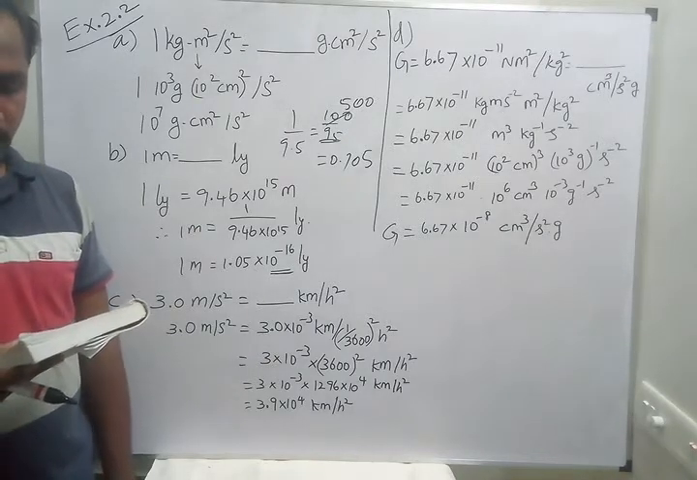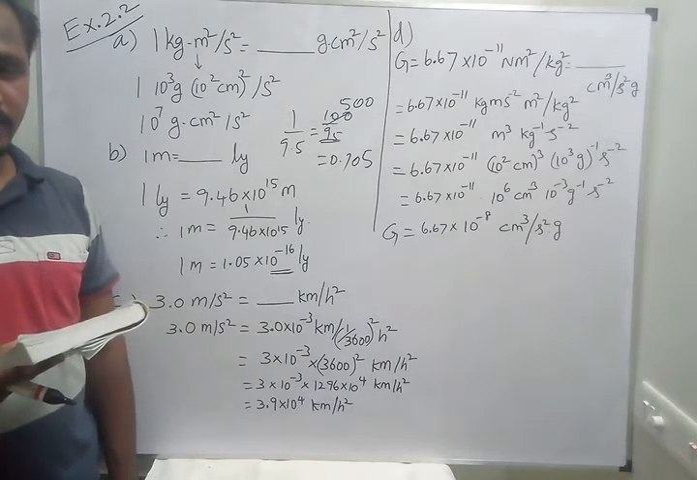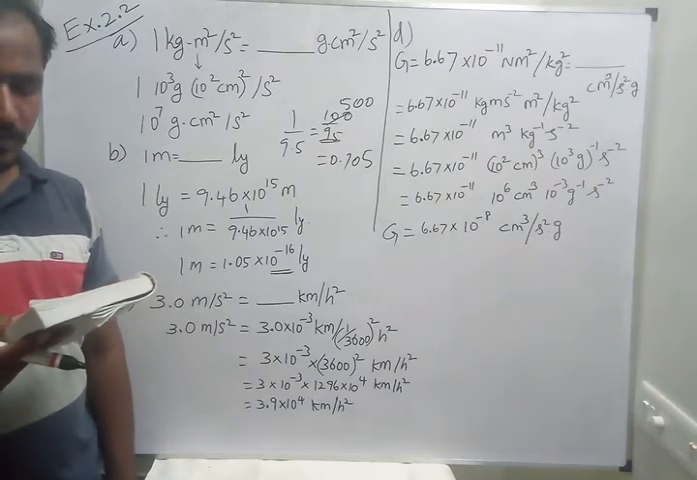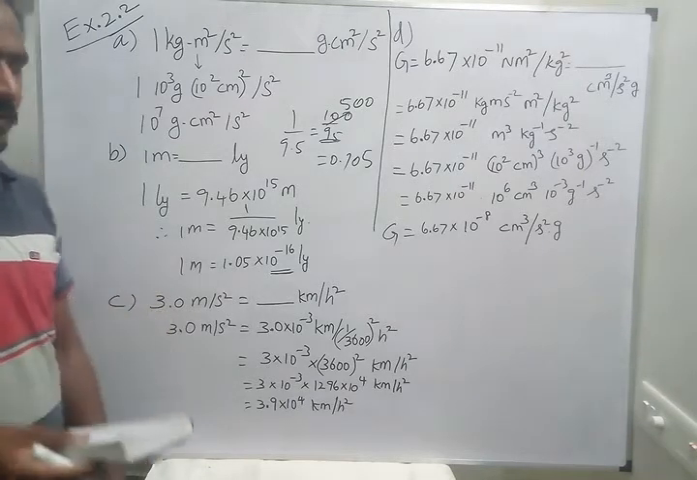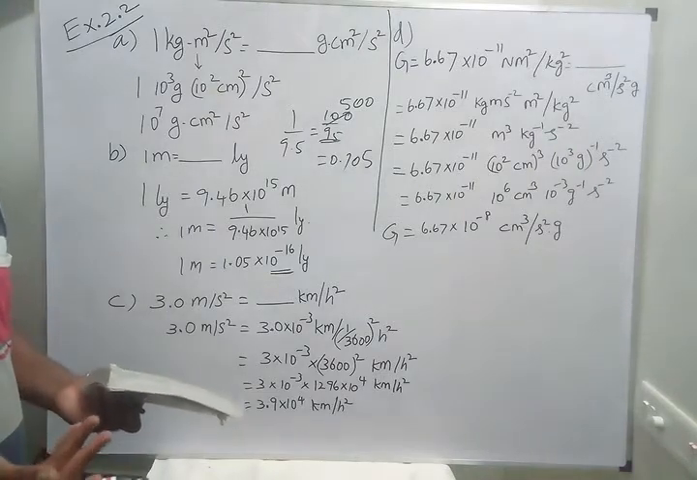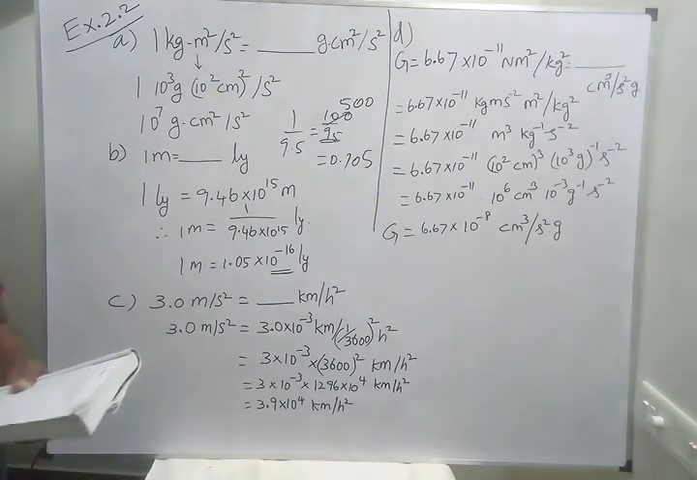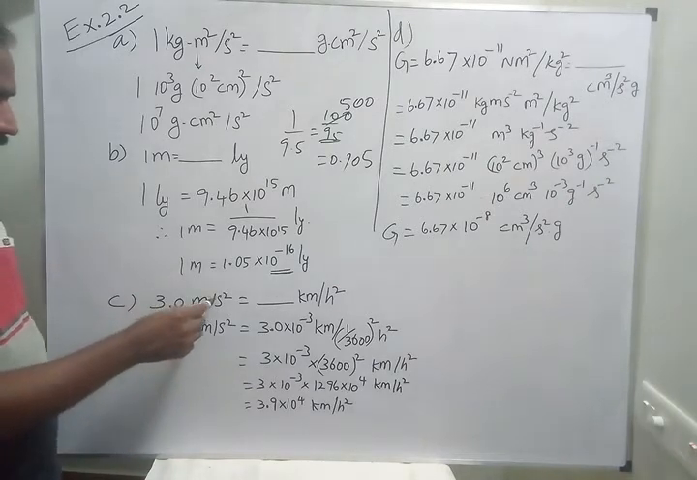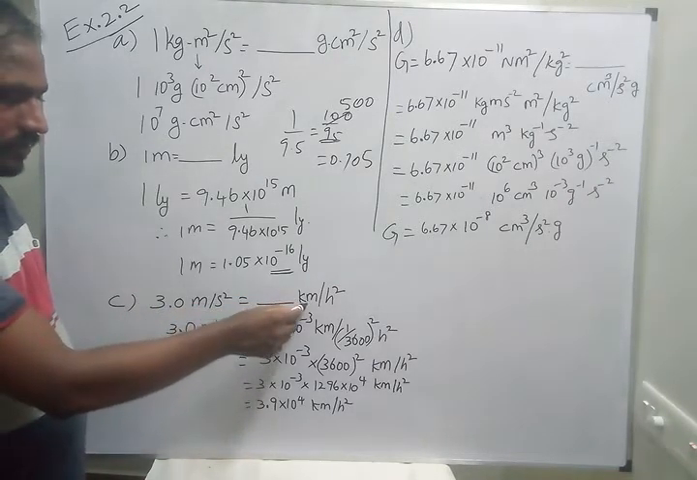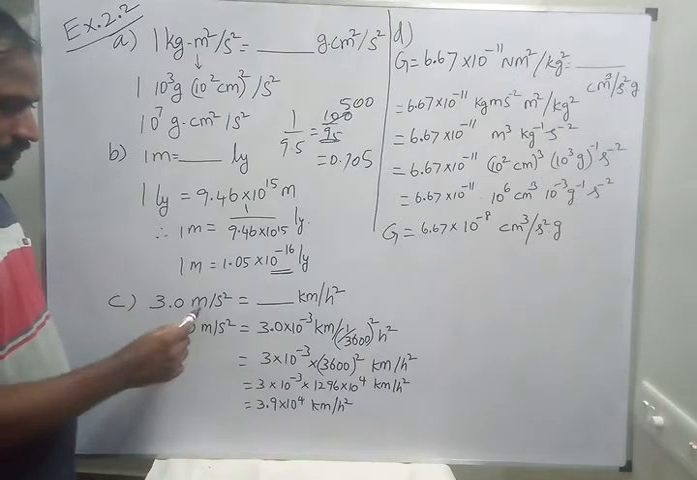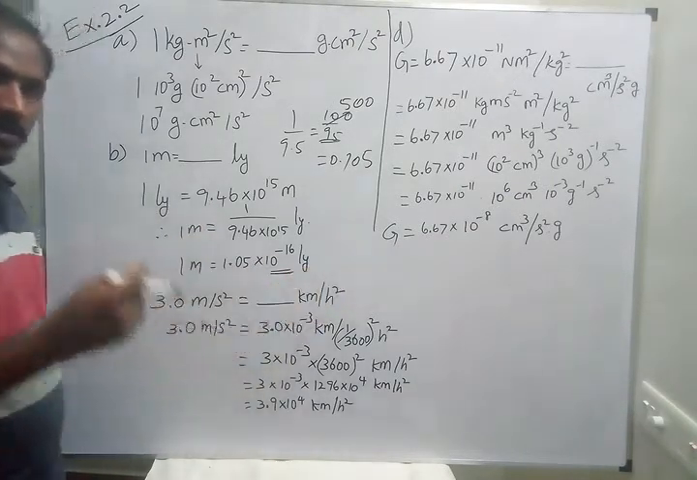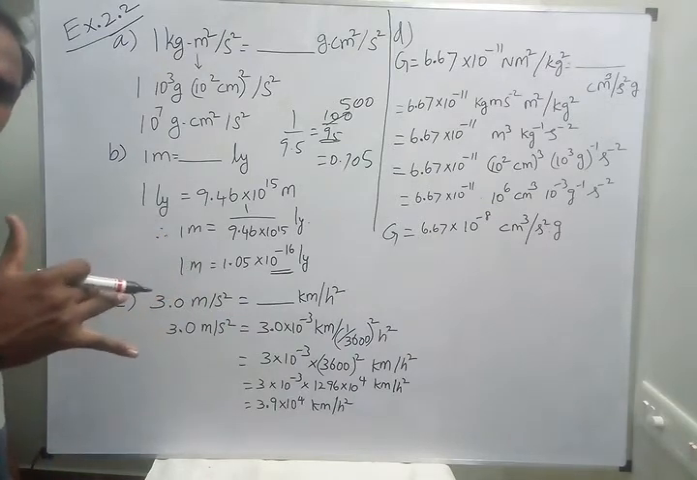Third one, C: 3 meter per second squared is equal to how much kilometer per hour squared. SI unit meter per second squared, what is the unit of this? Velocity. We have to convert into kilometer per hour squared. We may convert CGS to SI unit or SI to CGS, no problem. Just listen. So here 3 meter per second squared is converted to kilometer per hour squared. Meter to kilometer: 1 kilometer equal to 1000 meter. So 1 meter equal to how much kilometer?